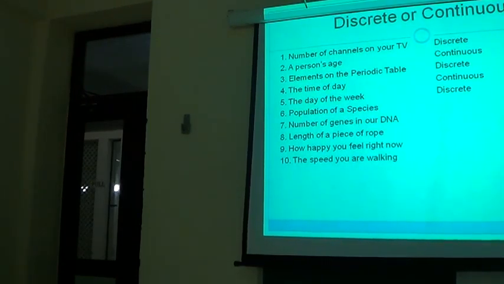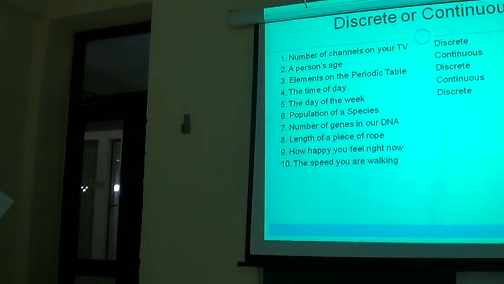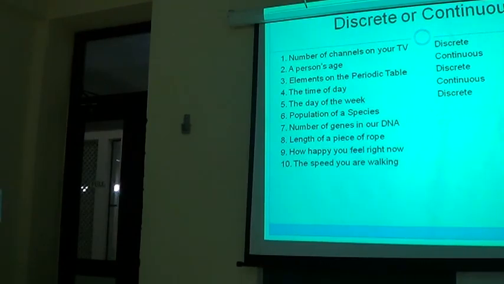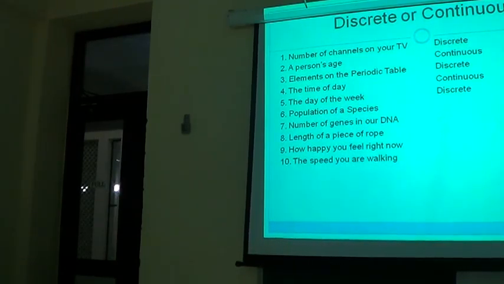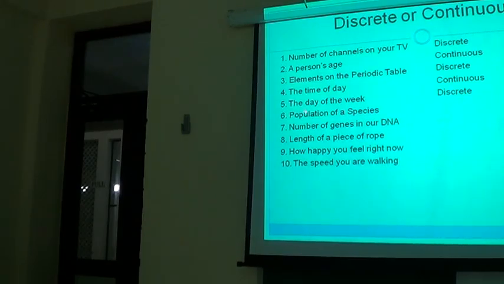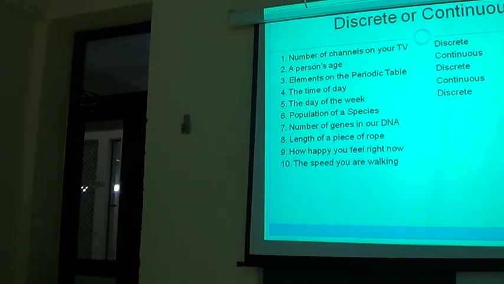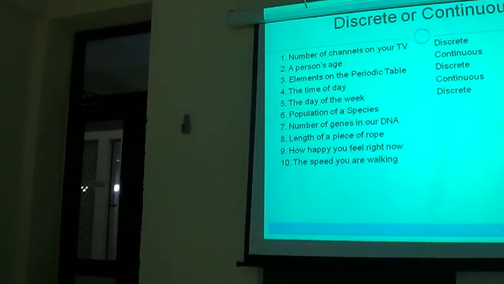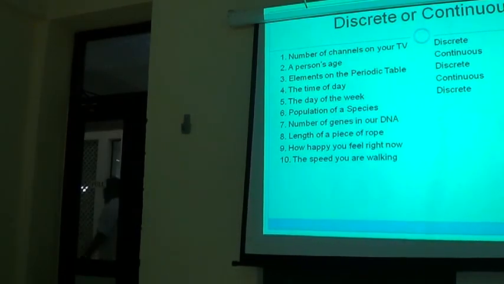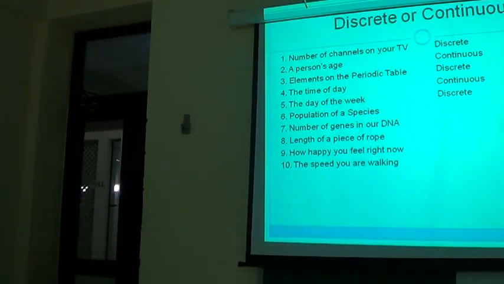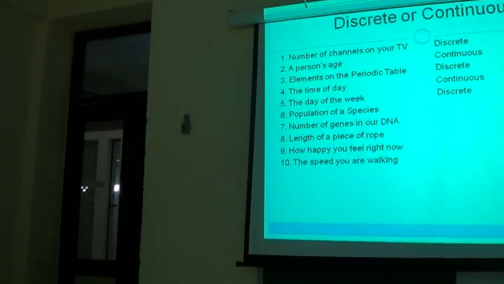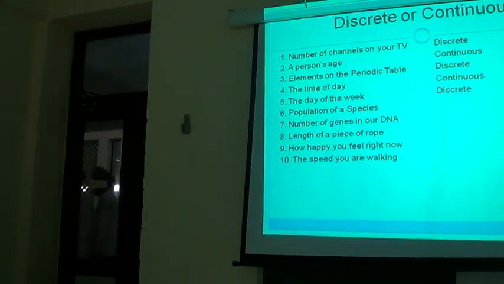Now I ask you for population to Anuradha. Population of a species. It's continuous. Why so? No, it says population of a species. For example, population of human beings on planet Earth, or universe, you can say. Because in the International Space Station we have a certain number of human beings, right? So, is it a continuously varying variable or is it discrete? Yes, it's discrete, right? So, persons are always there.